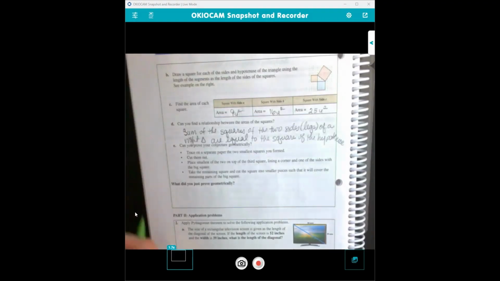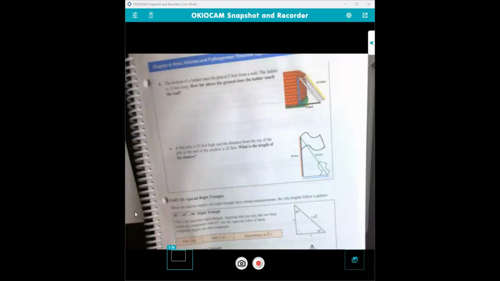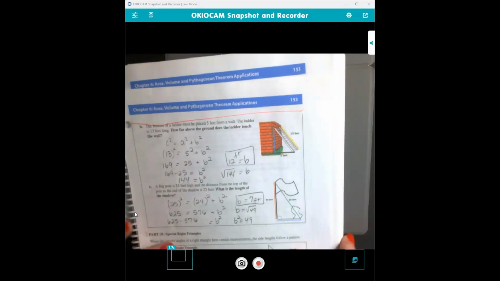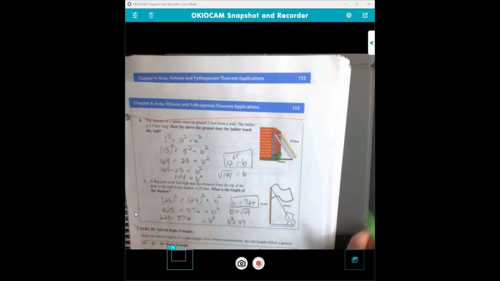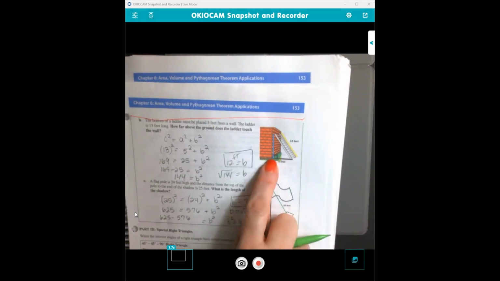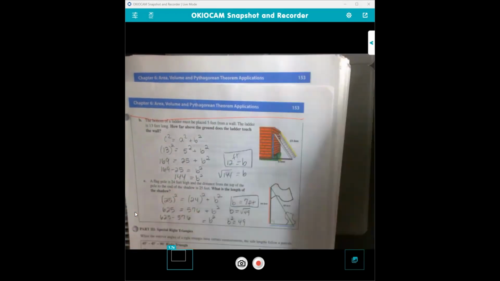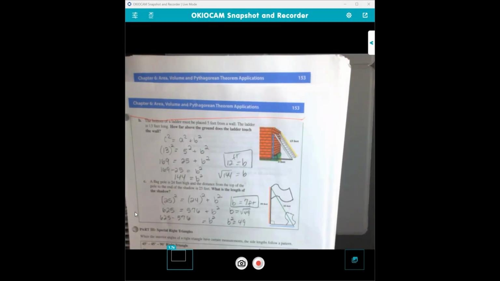And then on the next page, again, you got two more. We're always going to assume that any building standing is perpendicular to the ground, or any flagpole standing is perpendicular to the ground, right? So that's why we create right triangles, because this is important. You cannot use the Pythagorean theorem unless you have a right triangle. If you don't have a right triangle, you cannot use the Pythagorean theorem. Okay, hopefully that makes sense.